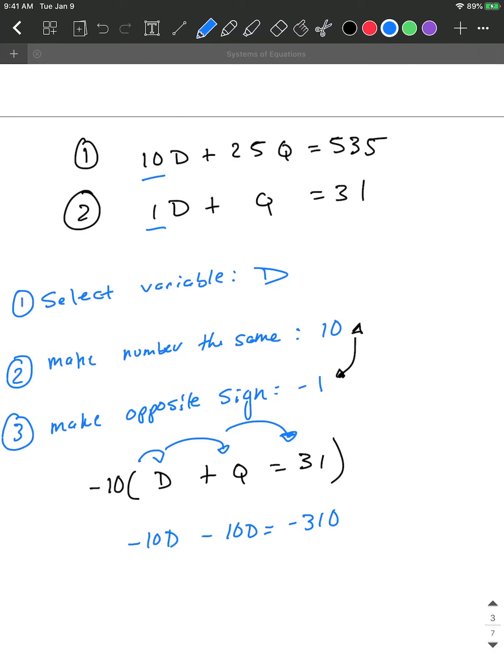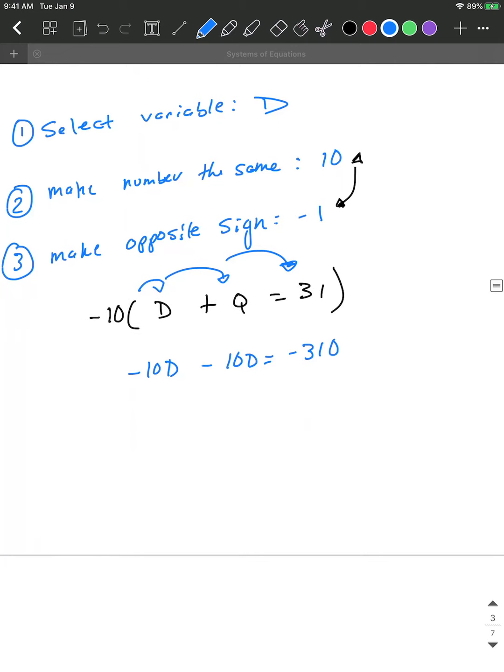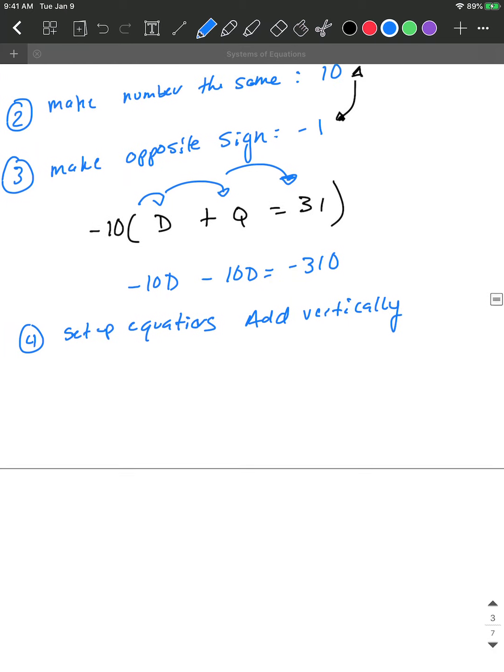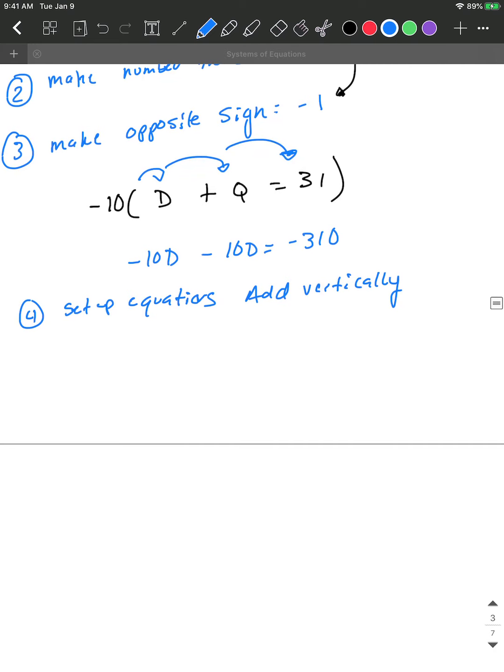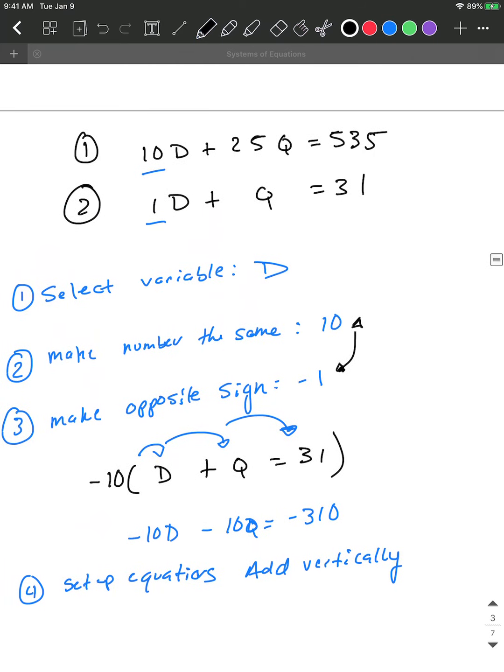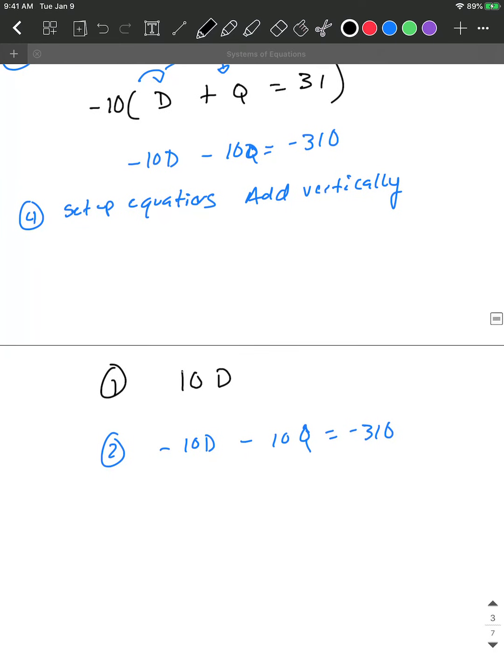So now we will set them up and add vertically. And that's actually the fourth step. Set up equations. Add vertically. So we'll see here now that my second equation overall is negative 10D minus 10Q, sorry, this is supposed to be Q, is equal to negative 310. And then my first equation is 10D plus 25Q is equal to 535.